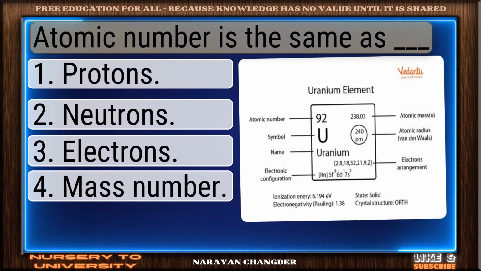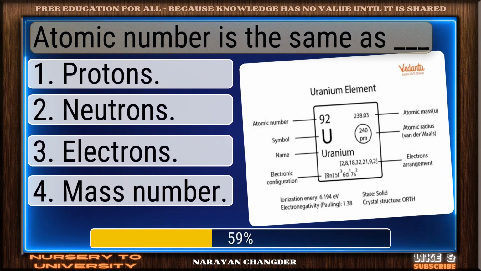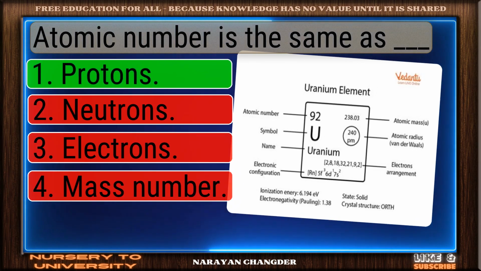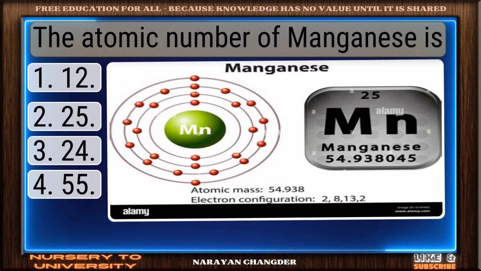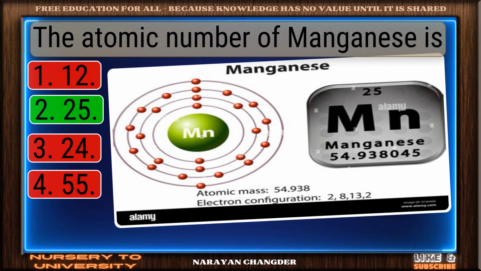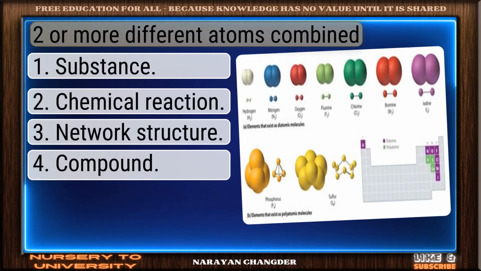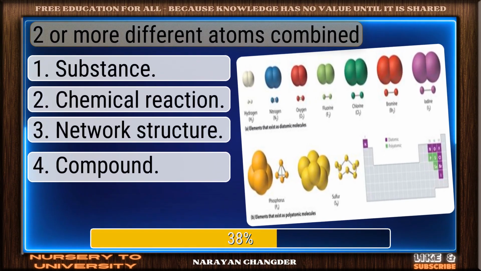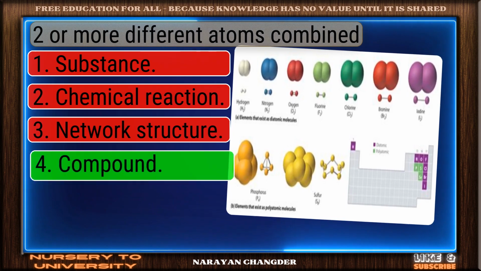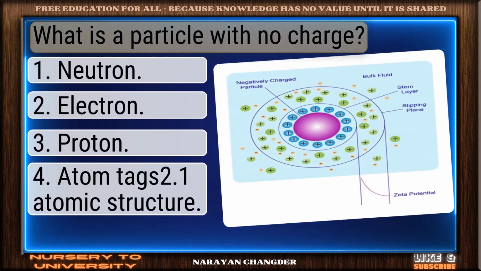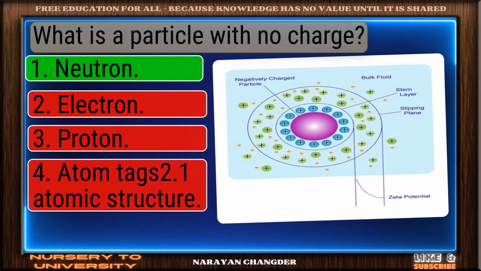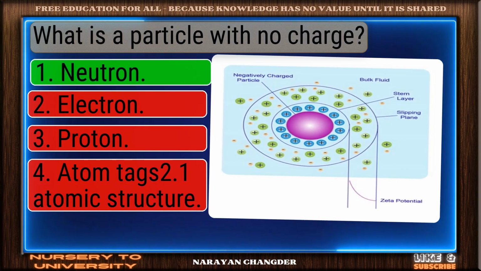Atomic number is the same as dash. Correct. Protons is the right answer. The atomic number of manganese is? Clear logic. Your choice 25 is sound. 2 or more different atoms combined. Great job. Compound is the accurate answer. What is a particle with no charge? Excellent. Neutron is a brilliant choice.